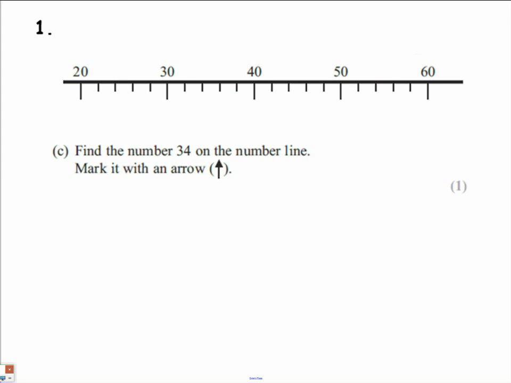Question 1c. Now this time we have to place an arrow on the scale at the number 34. So to work out what each of our smaller steps is worth, again, look at the large gap. So from 20 to 30, there's a large gap of 10, and then we have 1, 2, 3, 4, 5 steps to get across the gap. So each of the smaller markers is worth 2. So here, to find 34, 30, 32, 34. So our arrow needs to point there for 34. And again, that's worth 1 mark.